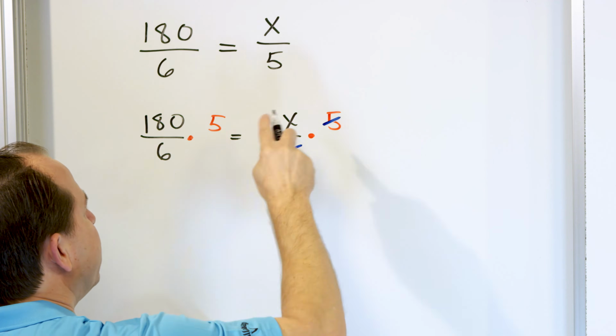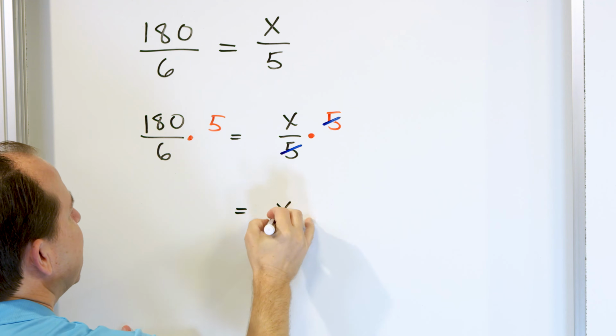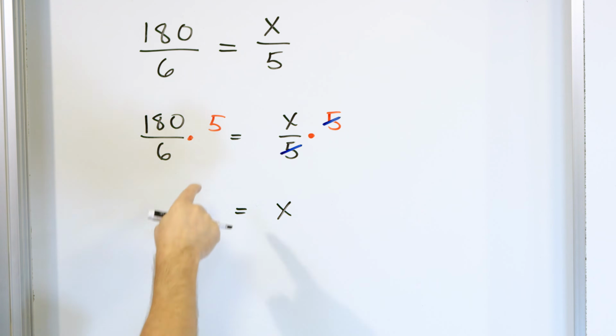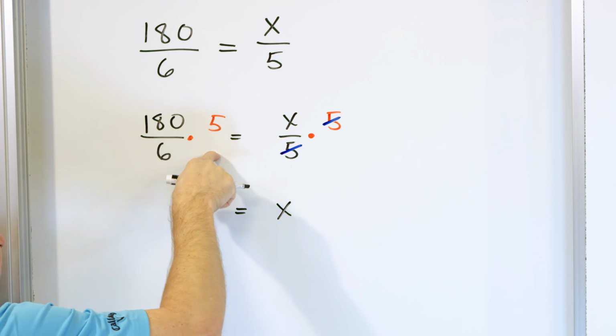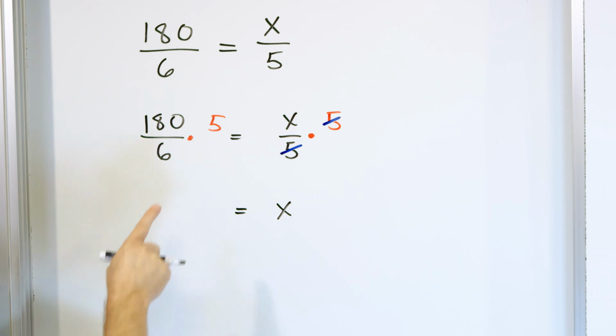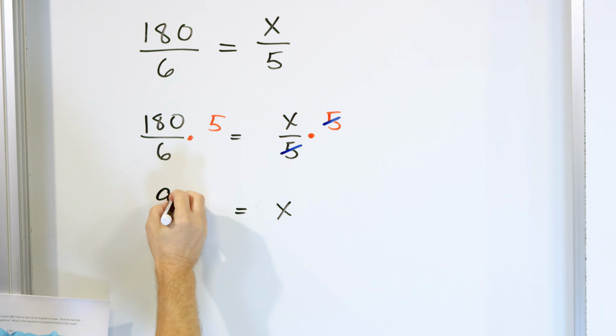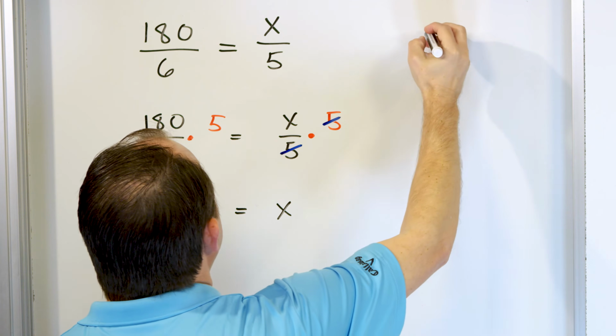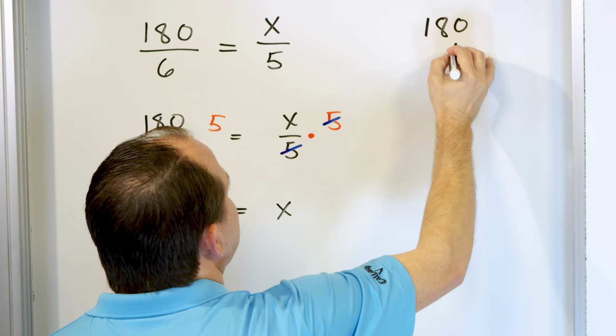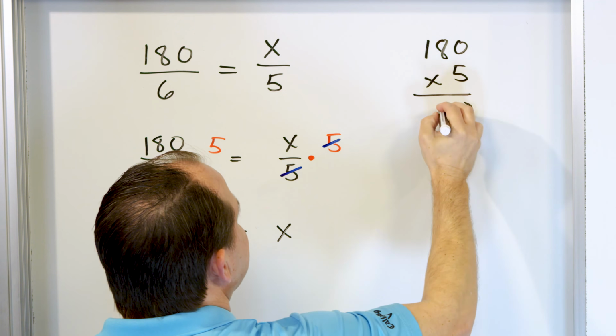On the right-hand side, when we cross-cancel them, we're just left with an x. And here, again, you can envision a 5 over 1, and when you multiply 5 times 180, you're going to get 900. If you want to do that off to the side, 180 times 5, you get a 0. 8 times 5 is 40.